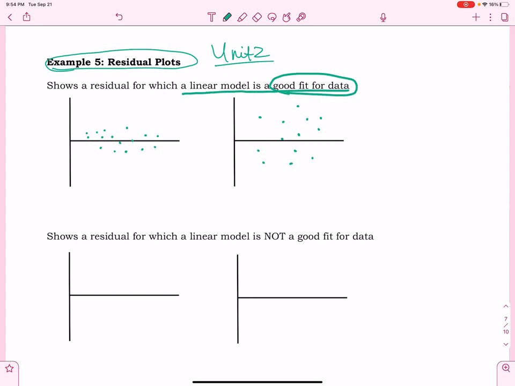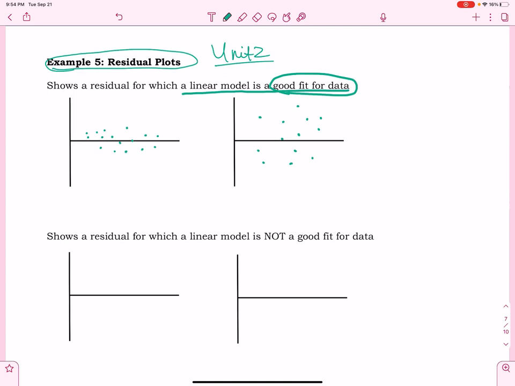Now, something you have to keep in mind, don't get the residual plot mixed up with the scatter plot, because in your residual plot, we want to have no form, indicating that the linear model is a good fit for the data. So in a scatter plot, we want to see a linear pattern, okay? But we don't want to see that in a residual.